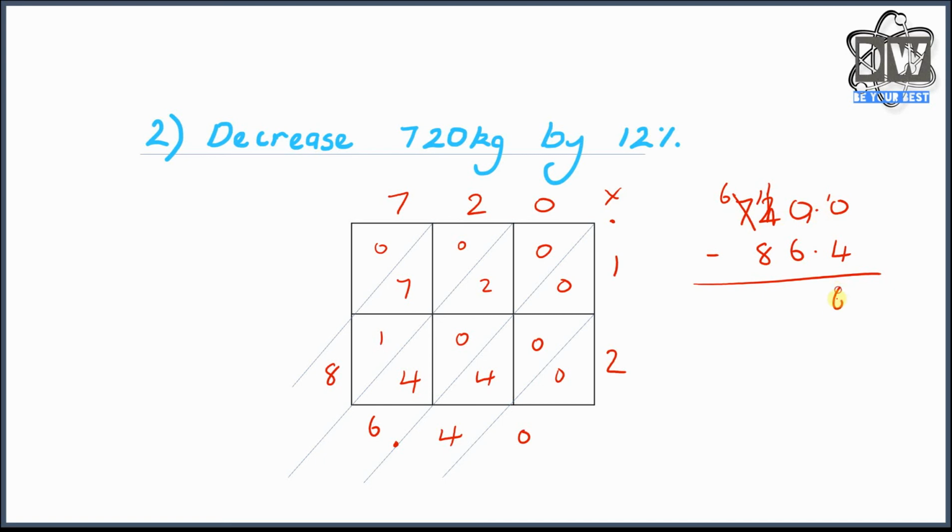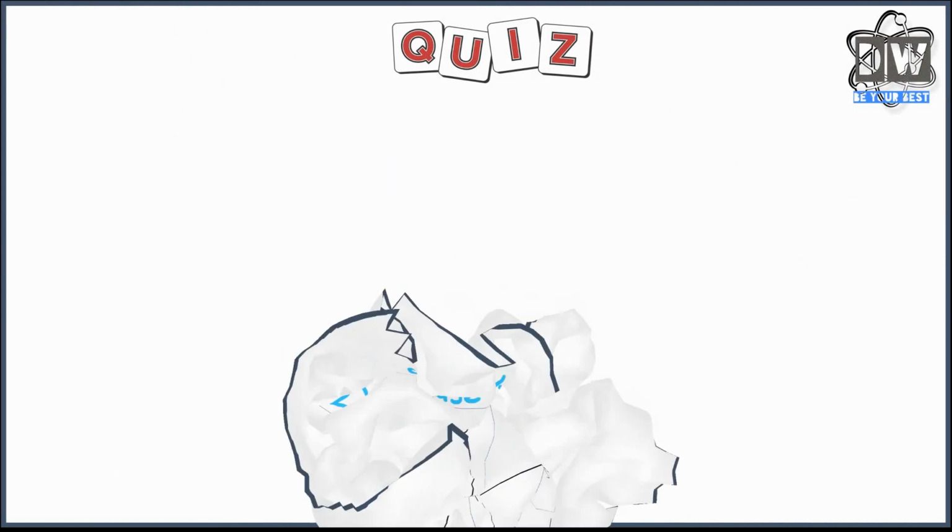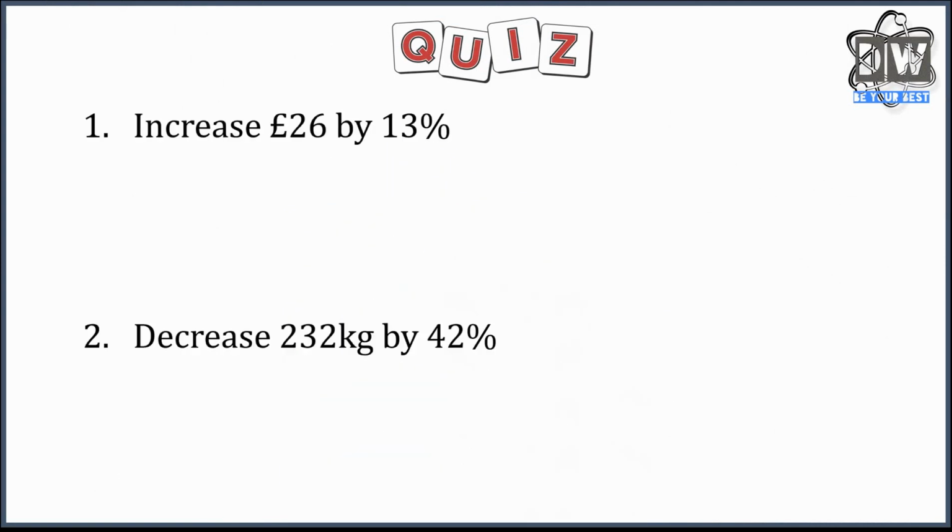10 take away 4 is 6. 9 take away 6 is 3. 11 take away 8 is 3. And 6 take away nothing is 6. So 633.6. Okay. So now it's time for you to give the quiz a go. Increase 26 by 13%. Decrease 232 kgs by 42%. Do those, come back and see if you've got them correct.